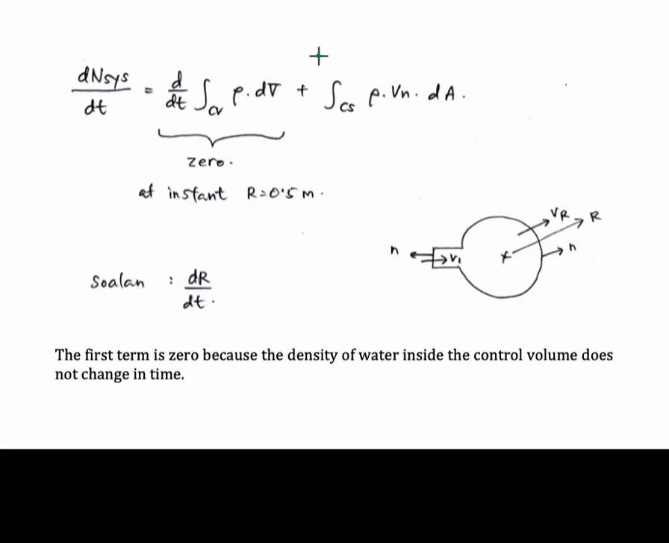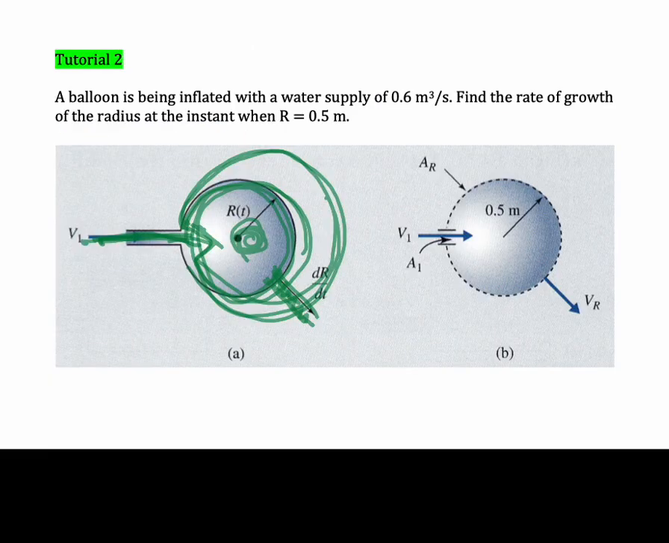And then we write down the basic idea of Reynolds transport theorem. So we have dN over dt, d dt of the control volume integral of rho d volume, plus the integration of rho Vn dA. In this situation, because we are using water to put inside the balloon, not a gas, the question asks us to calculate at R equals 0.5 meter.